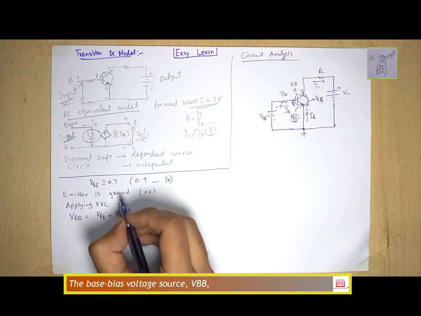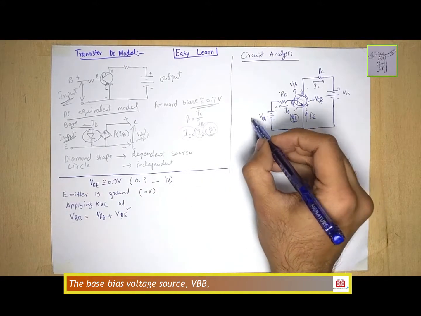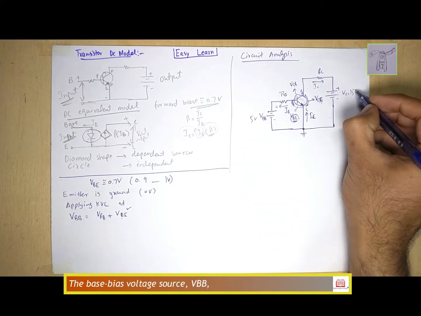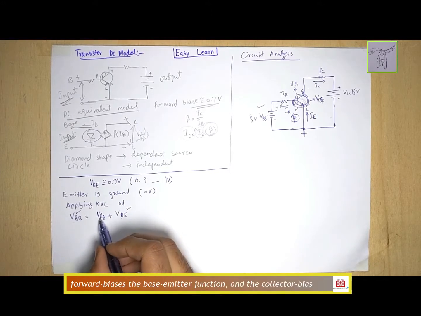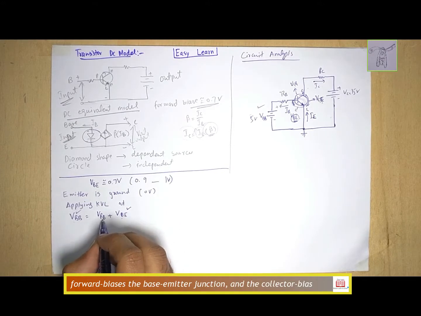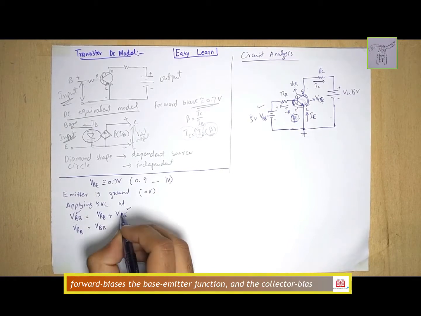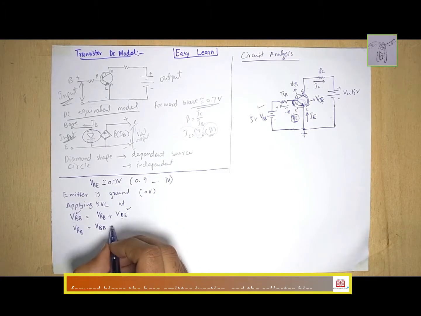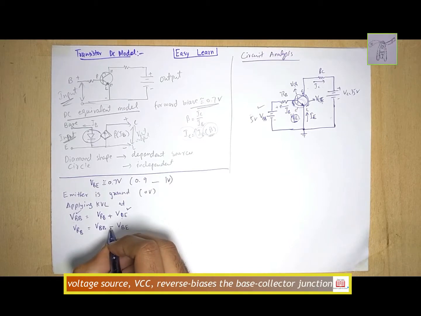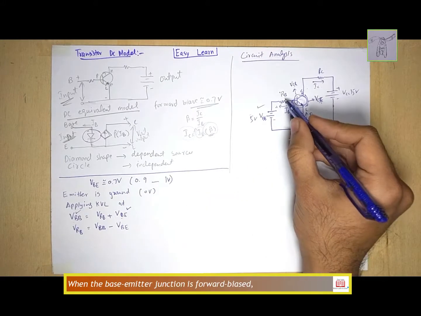VBE is equal to 0.7 volt, we know that, and VBB we also know. For example, this is 5 volt and let's say this is 15 volt. We also know the value of VBB, but what is VRB? So we want to calculate VRB. Take it on one side, VBB, and this VBE will go to the other side, and the sign is changed, VBE becomes the negative quantity. And what is this VRB? It means the voltage across the resistance R.